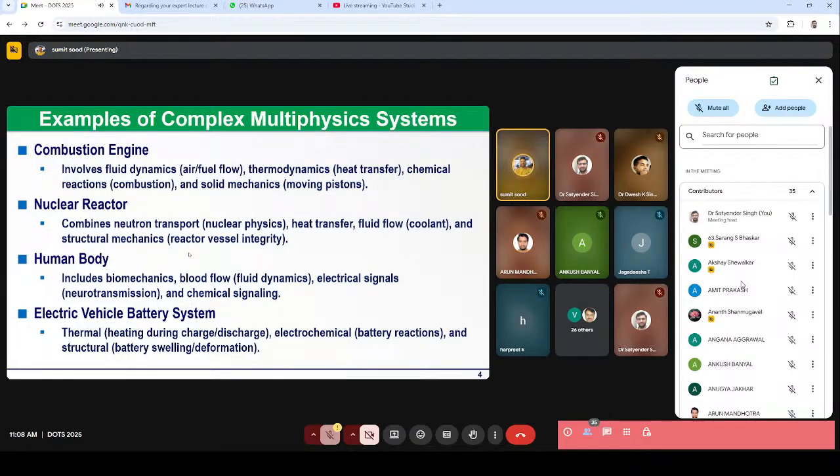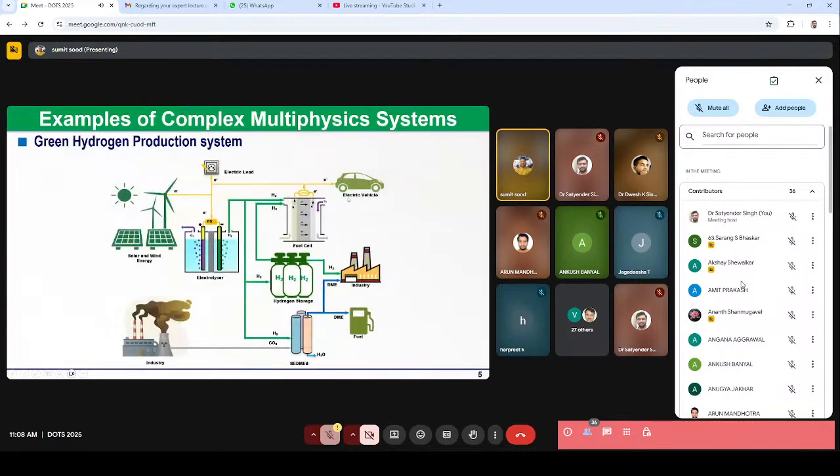And the most common and most heard of these days, electric vehicles. The battery system of electric vehicles again is a complex multiphysics system because it interacts under different physical domains such as thermal, electrochemical, and structural. So not only a single component can be of a multiphysics system, there could also be a combination of these multiphysics systems in order to get a desired objective to be achieved.